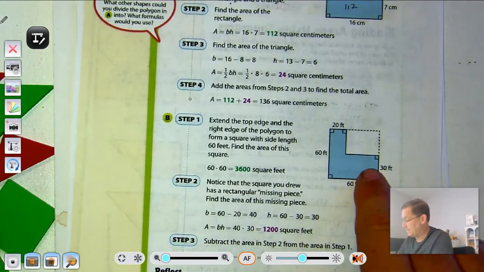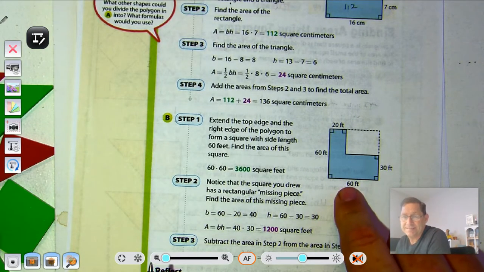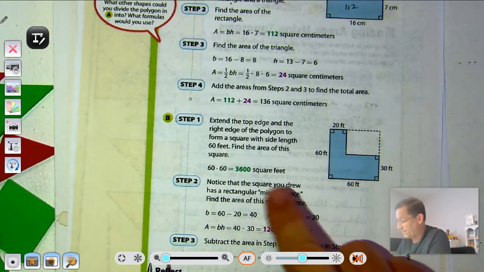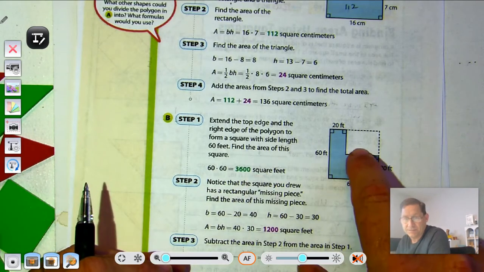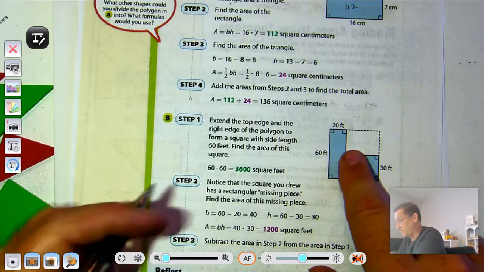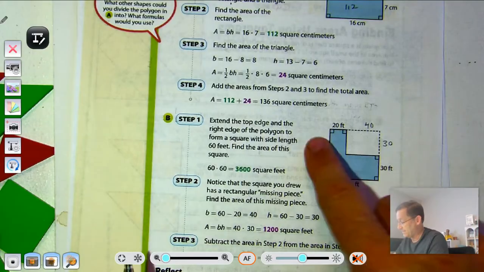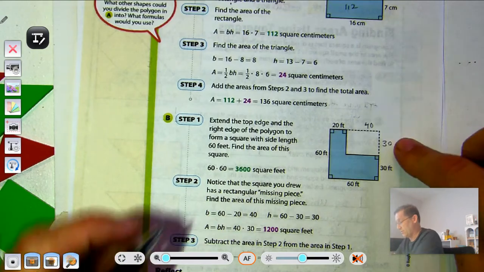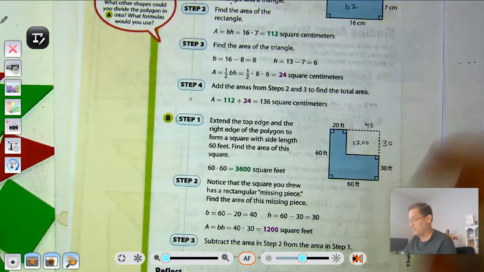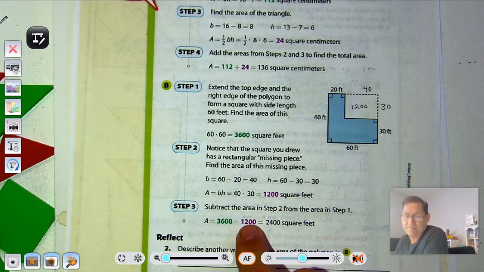The other method is to think of this as a complete shape. If it was a complete shape, it would be a 60 by 60, which would be 3,600 square feet. But it's not complete. We have this small missing piece here, which is 40 by 30, because 60 take away 30 is 30, and 60 take away 20 is 40. So 40 times 30 is 1,200. We can take the area of the whole thing, 3,600 square feet, subtract the missing piece, and we'd get 2,400 square feet.